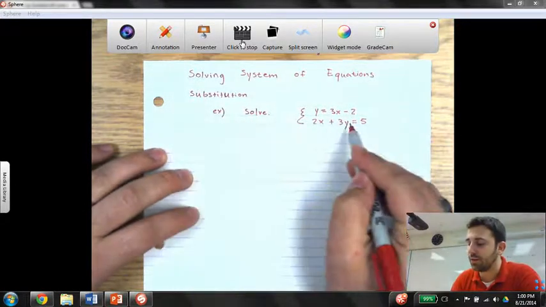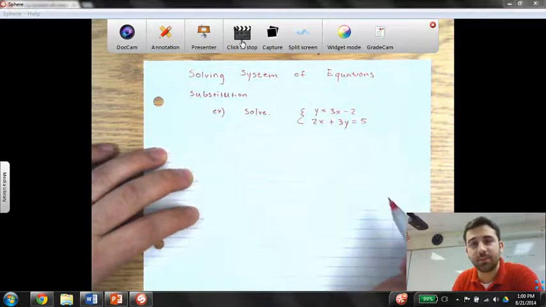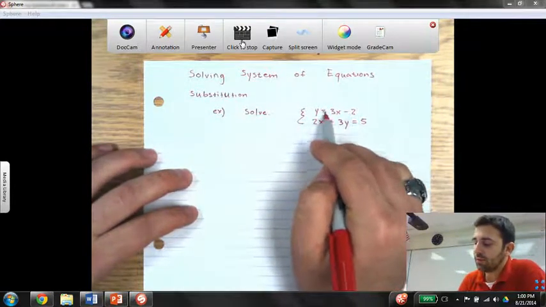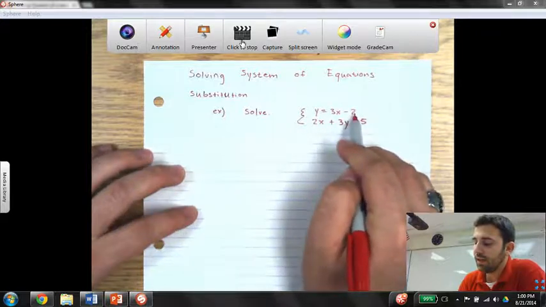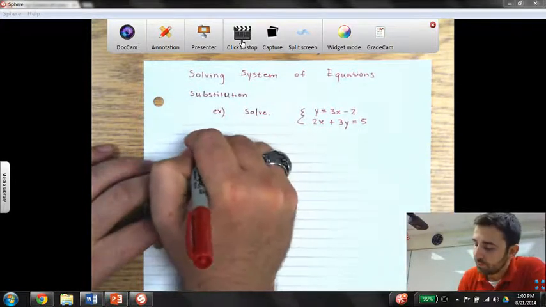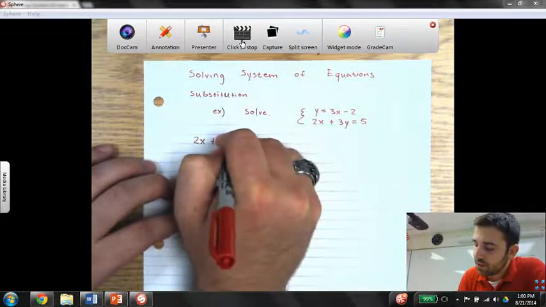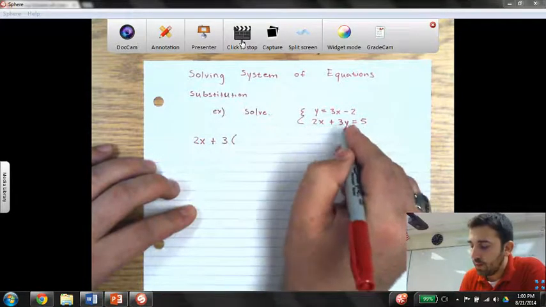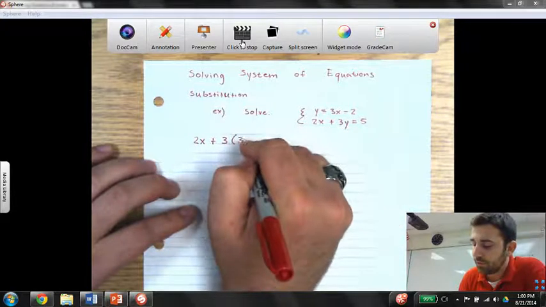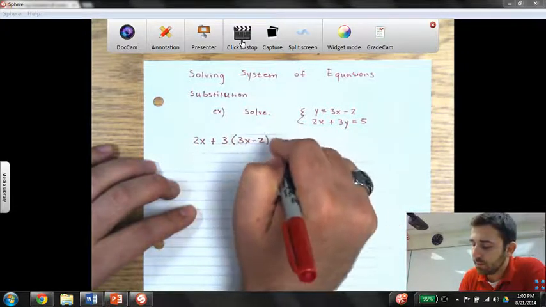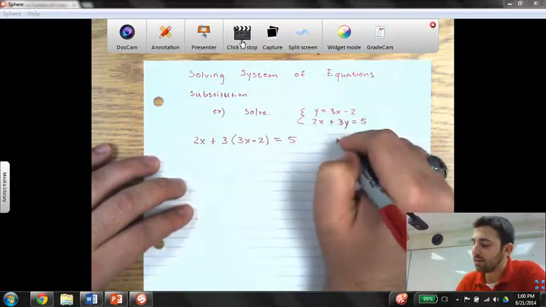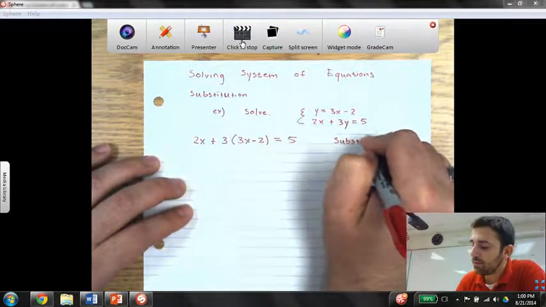So given a problem, solve this system of equations. We're going to take the expression that's equal to y from the first equation and substitute it into the y in the second equation. So when I rewrite my second equation, instead of writing y, I'm going to write the equivalent expression from the first equation: 3(3x - 2) + 2x = 5. And now I want to simplify that.